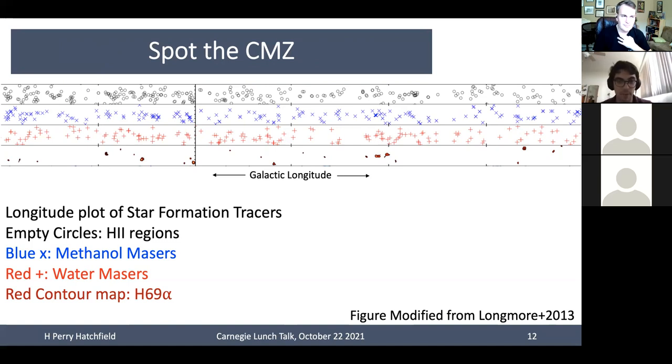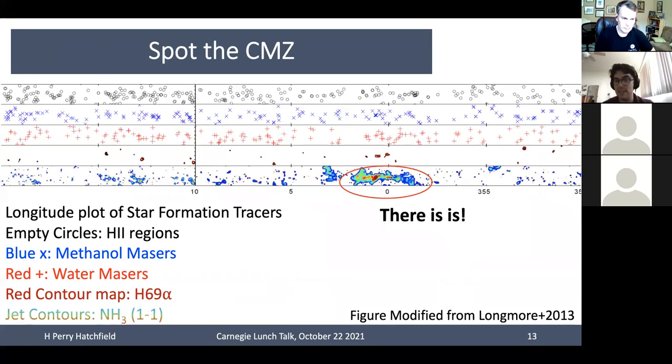So here there are 4 horizontal panels stacked vertically on top of each other. And each of them shows a different star formation tracer as a function of galactic longitude on the x-axis. And on the y-axis is galactic latitude, but that doesn't matter so much. The top ones show H2 regions. Below that, there are methanol masers, which are another tracer of star formation, water masers as well. And then the bottom one shows an H-alpha map as well in contours. So if I told you to look at this and identify the site of a nuclear starburst as a function of galactic longitude, basically point out the galactic center, I think anybody would be hard pressed to do that from these data. However, if I then go and add an additional panel that shows the dense gas content as traced by ammonia, suddenly it's very clear where the galactic center is.